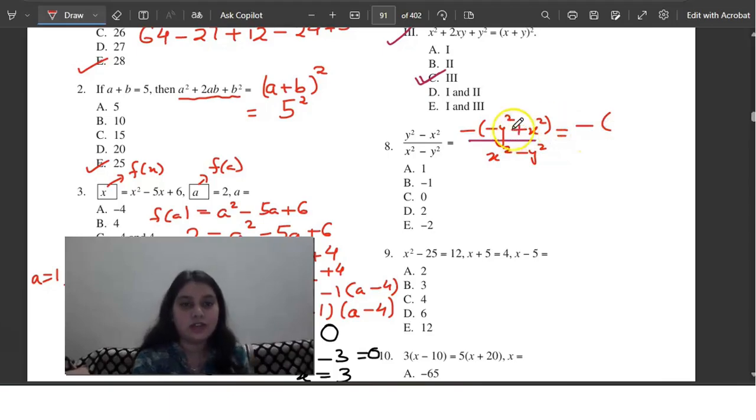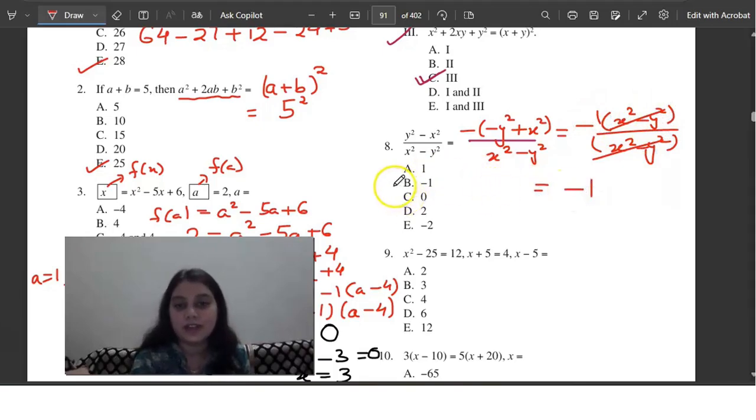So this can be written as negative. Now we can rearrange this. Minus y square plus x square is simply x square minus y square upon x square minus y square. Now can't we cancel them? These are both same, numerator and denominator. We are going to cancel them. What's left? Minus and 1. So this is equal to negative 1. B option is correct.